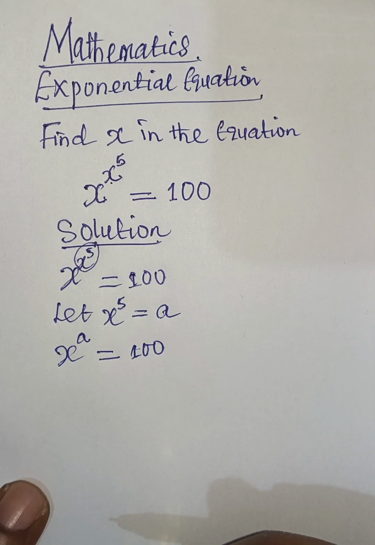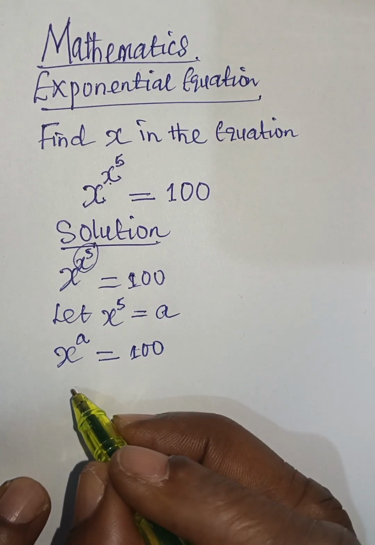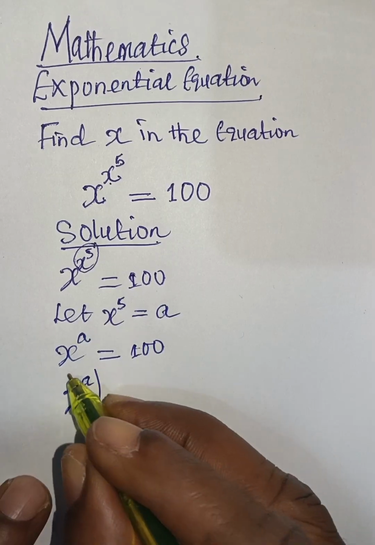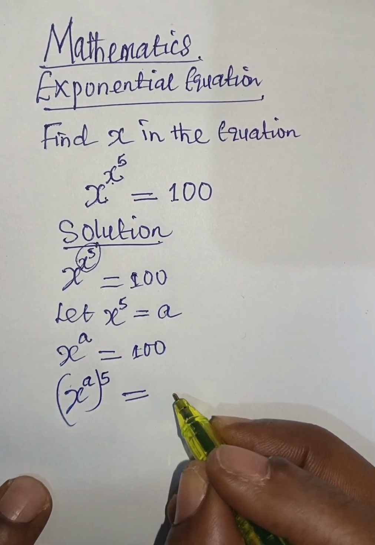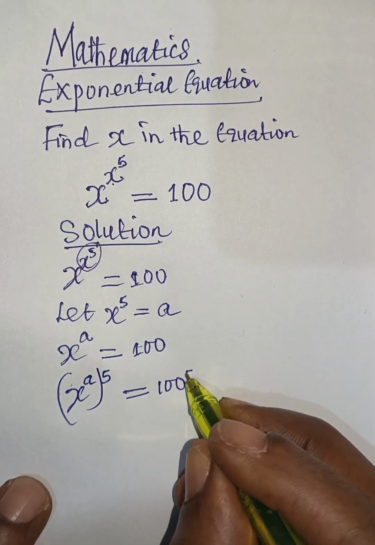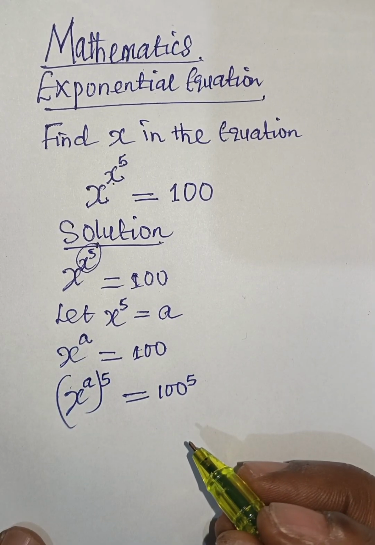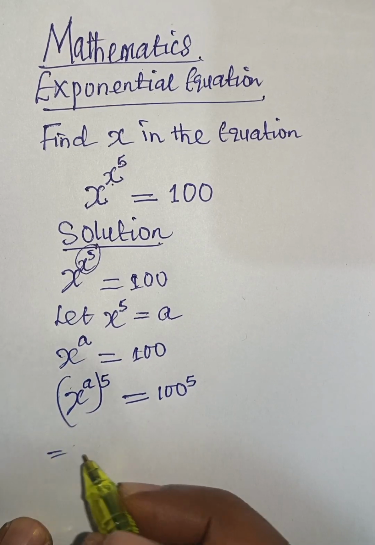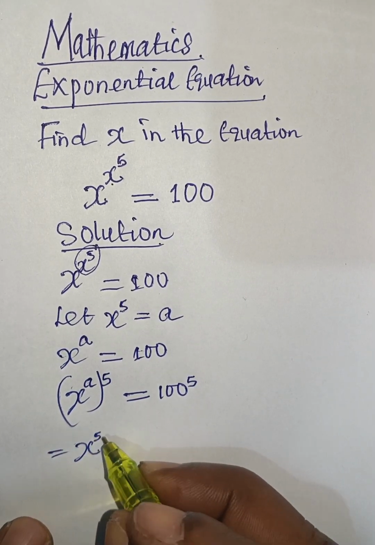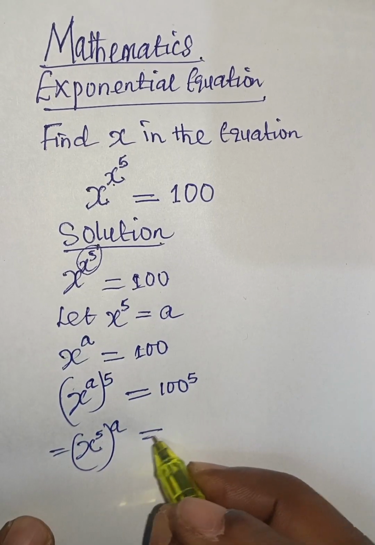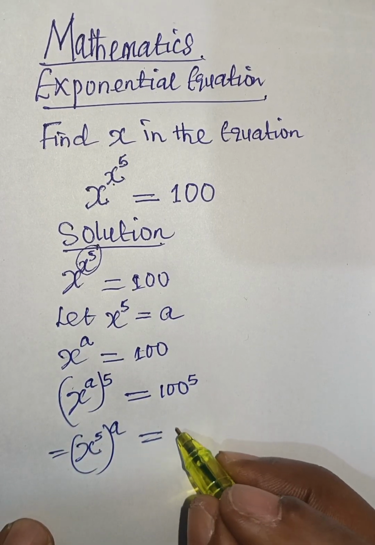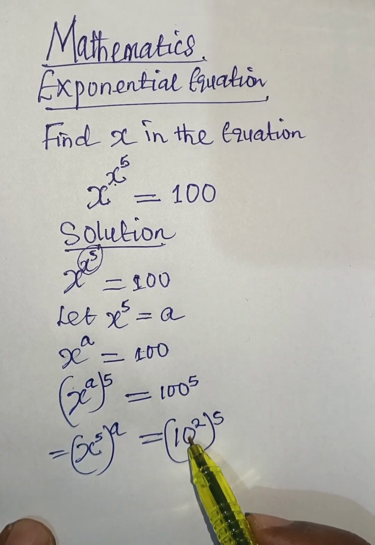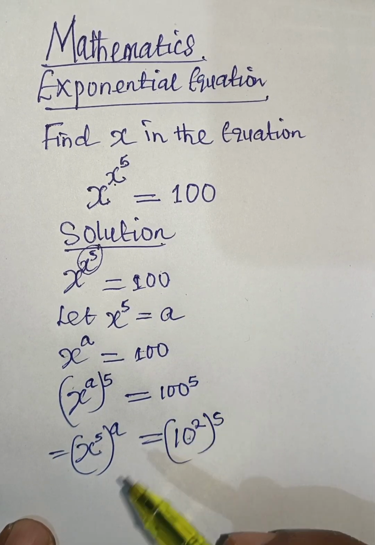Now let me take the power of 5 to both sides. Taking power of 5 to both sides, we're going to have x to the power of a, to the power of 5, is equal to 100 to the power of 5. I can easily write this as x to the power of 5, to the power of a, equals, do I write this one to the power of 5? Because 10 to the power of 2 is 100.